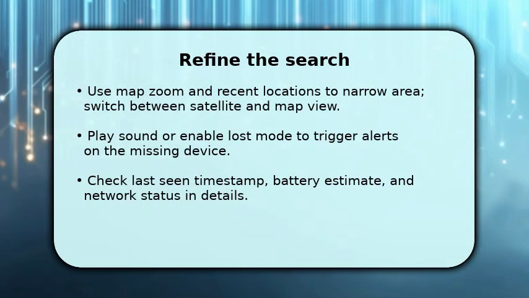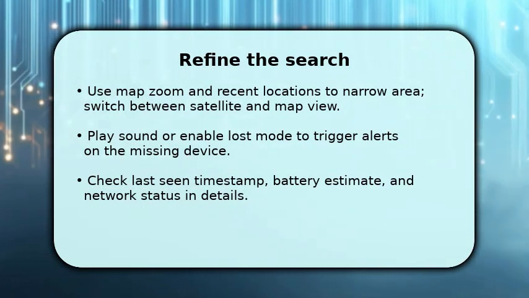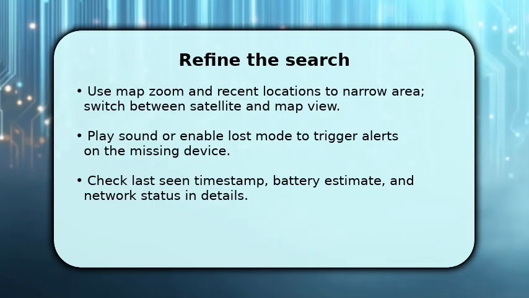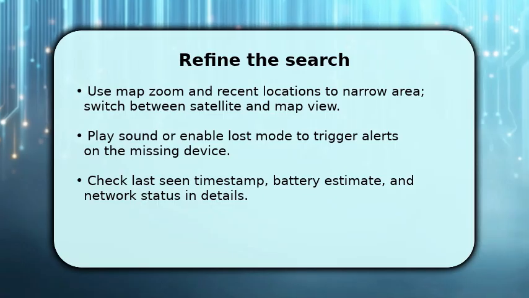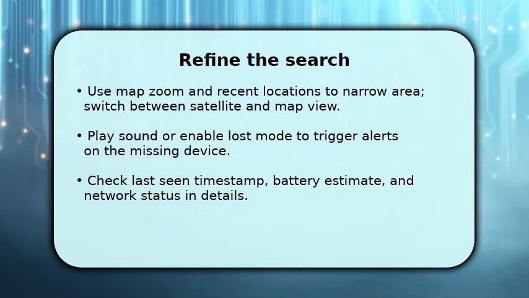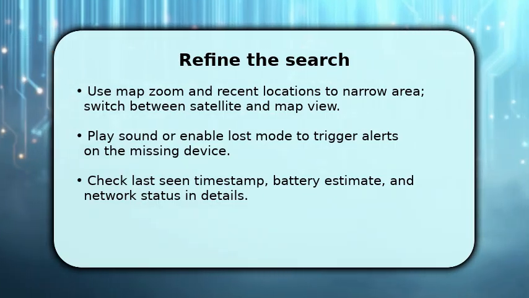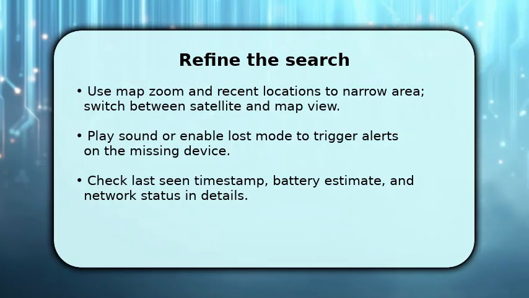Next, refine the search using the app's tools. Zoom the map and toggle satellite view. This helps identify landmarks and buildings where the phone might be. If the device appears nearby, play a loud sound. This works even on silent, or enable lost mode to lock and display your contact info.